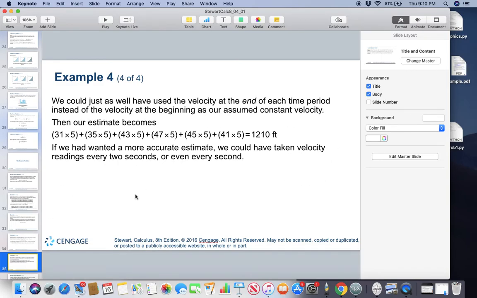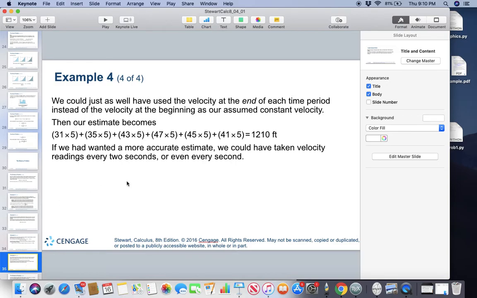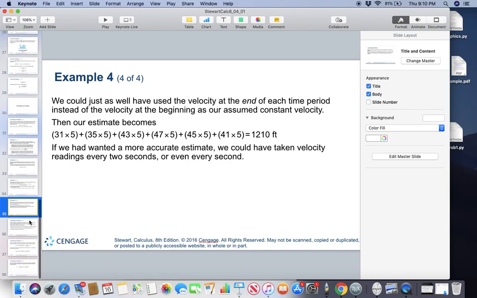On the other hand, we could have chosen the higher values. That is, we could have assumed from 0 to 5 you were at 31. From 5 to 10 you were at 35. 10 to 15 you were at 43. 15 to 20, and so on. You could have assumed a higher number. That would have given us another estimate, which is a higher estimate. If we wanted a more accurate estimate, we would have taken velocity readings every 2 seconds or even every second. You see, why 5 seconds? Every 2 seconds or every second.